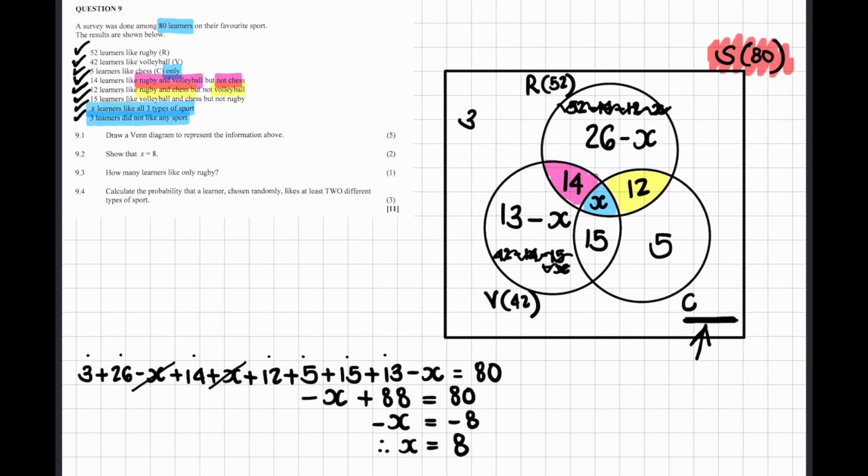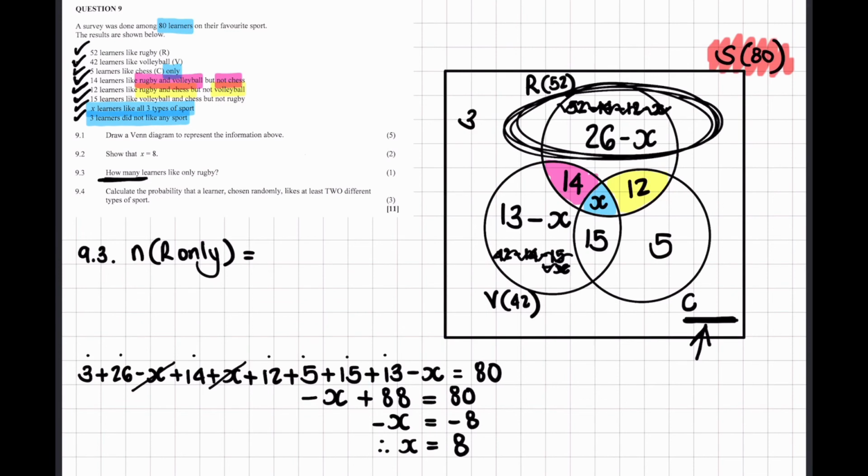All right, how many learners like only rugby? Okay, so how many learners? How many is a number again? So 9.3, the number of learners who like rugby only will be the part that's only, so it's this part here, nothing to do with the intersection, nothing to do with volleyball or chess, which is 26 minus x, x is 8, so therefore 18 learners like rugby only.